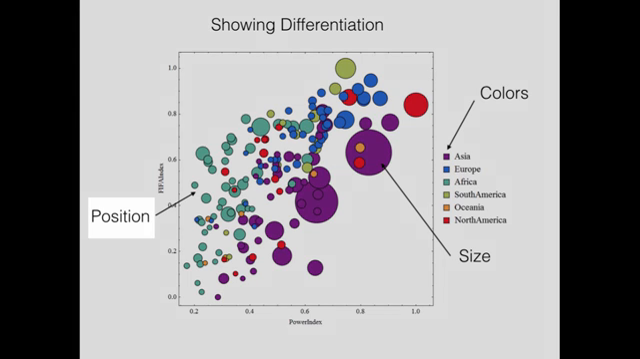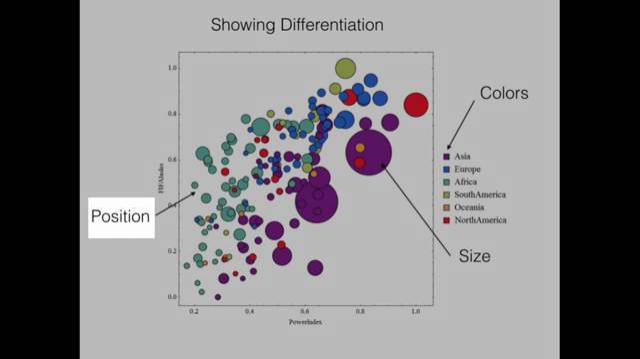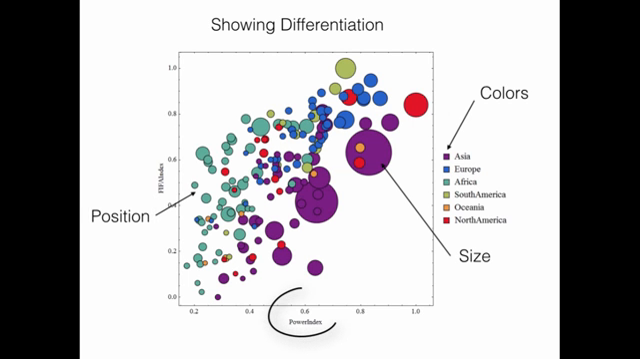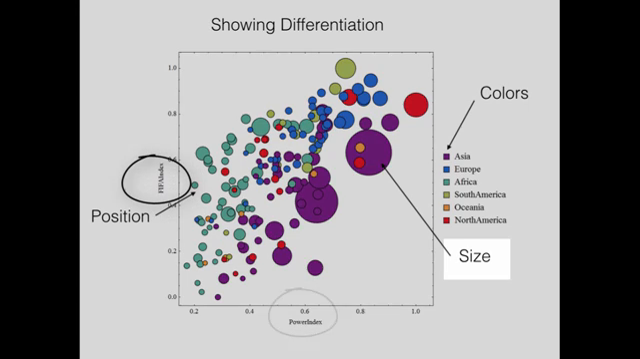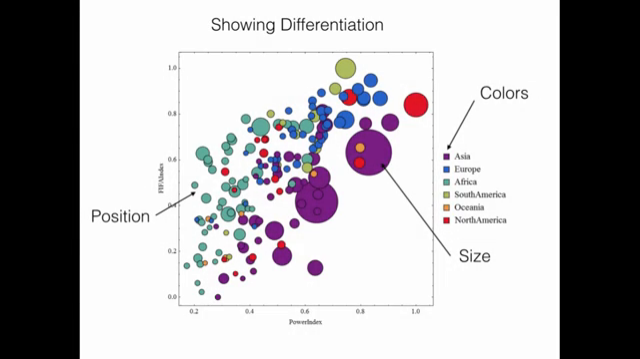The positioning is giving the basic two pieces of information for one particular country, like the power index on the x-axis and the FIFA index on the y-axis, and the size of the bubble is telling you the population, and the color is also telling you the continent. So you can see these three differentiating parameters playing their role.